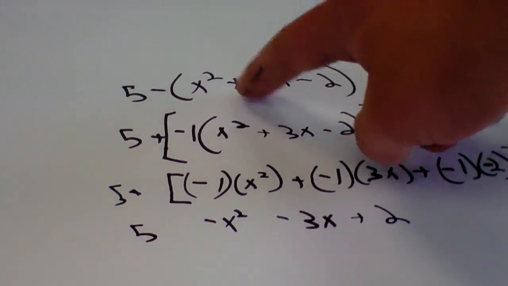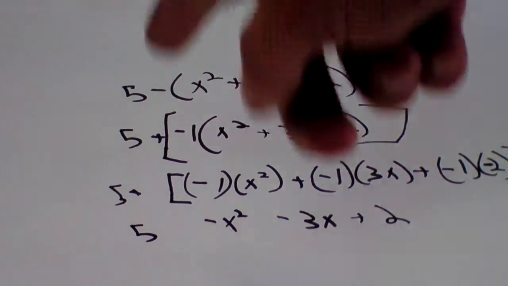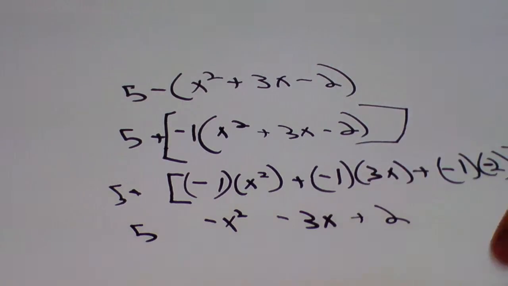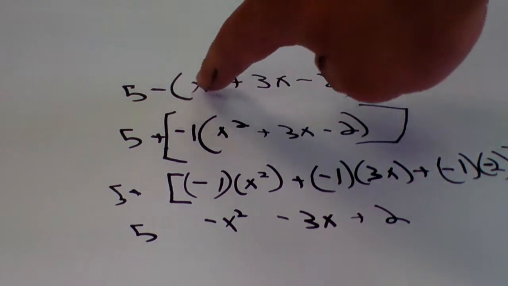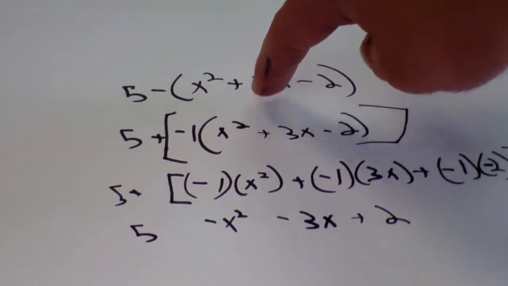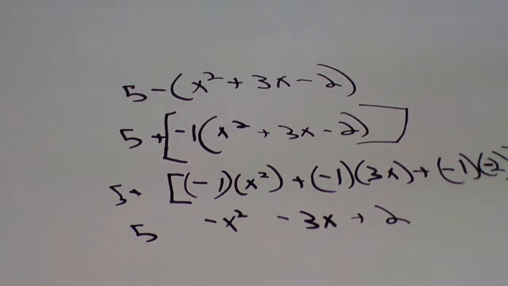We had x squared plus 3x minus 2, and now we have negative x squared minus 3x plus 2. What happened here was we just switched the sign of everything inside this expression right here. So what was a positive became a negative, positive, negative, and then what was negative became a positive. That's what happens when you distribute a negative.